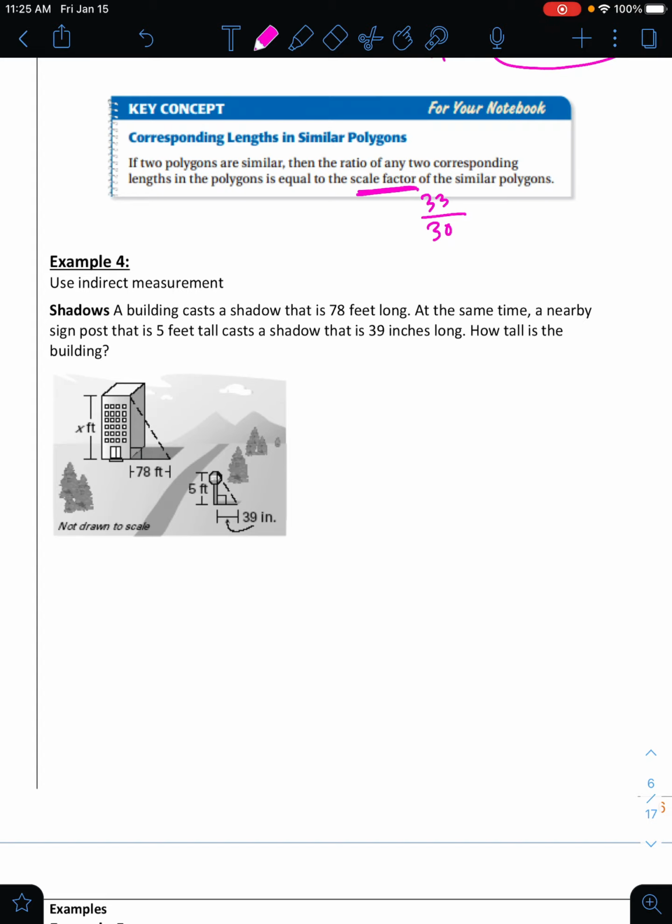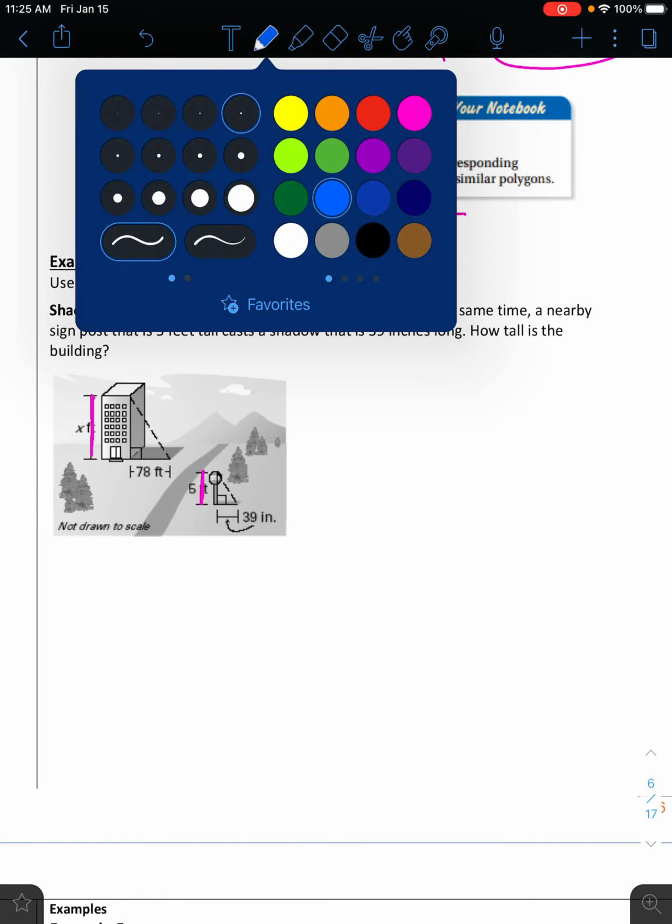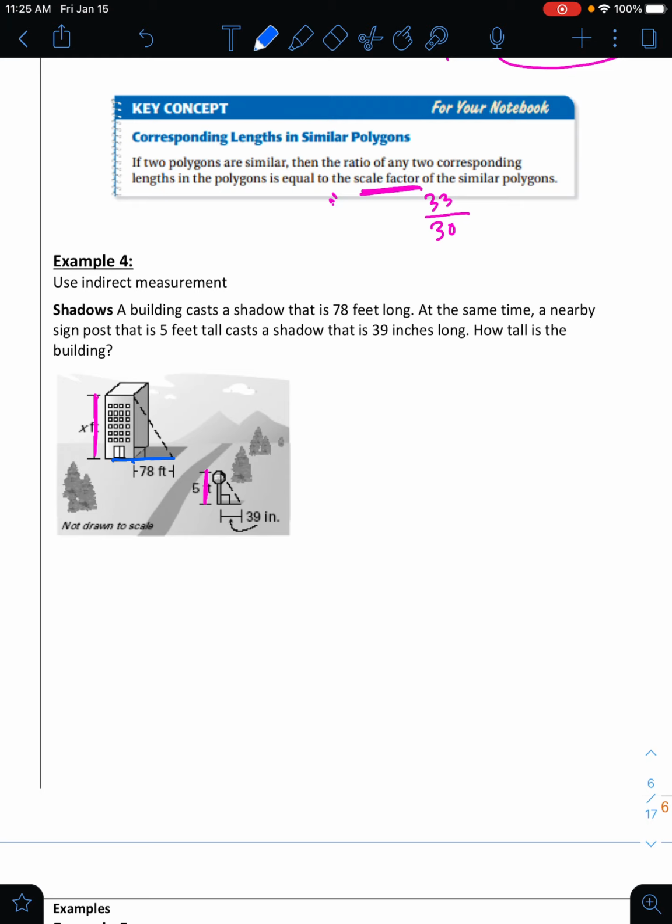Okay, so we can set a proportion up here. There's a number of ways to do this. We can do a ratio of the height of the building to the height of the sign, and then we can set that equal to the shadow to the shadow. Now, one thing to pay attention to here, let me get rid of those lines. Look at my units. Feet to feet, feet, but then inches. So I need to probably do a conversion here.